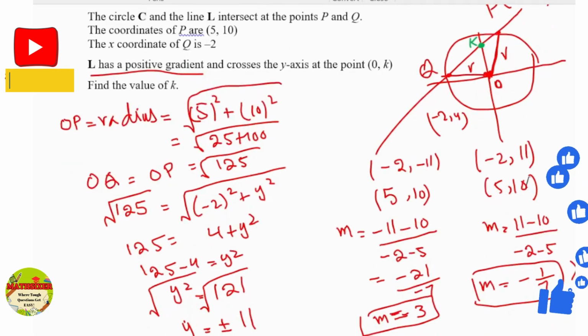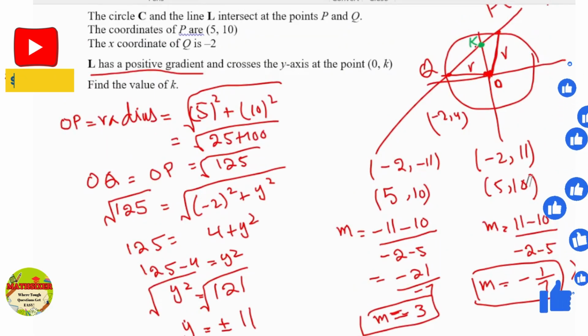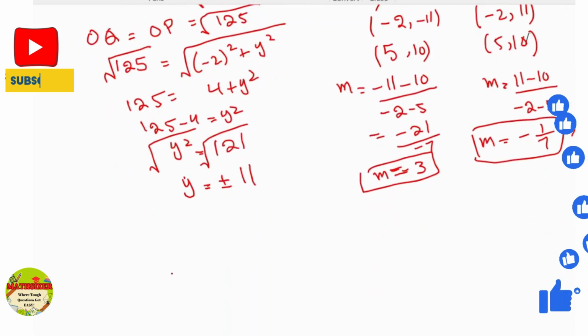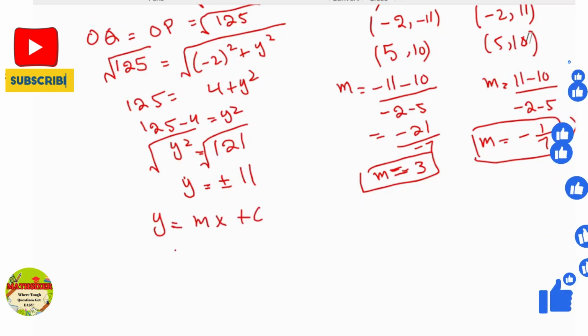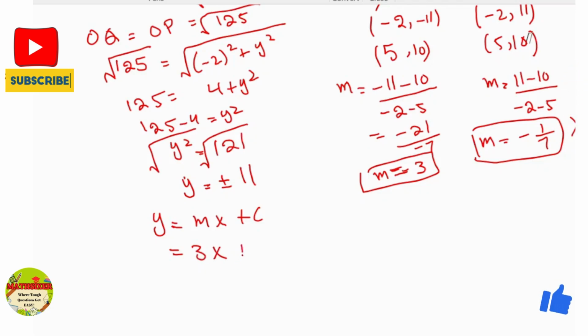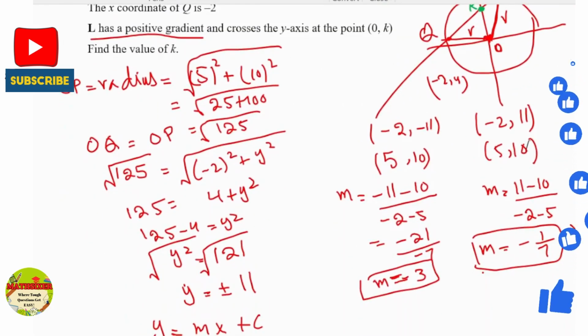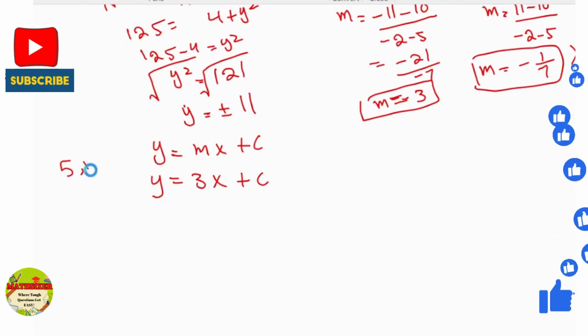So L has a positive gradient and crosses the y-axis at the point (0, k). So this is our point K. Find the value of k. We know the gradient and we know a point, so we can find the equation. y equals mx plus c. The gradient is 3, so y equals 3x plus c. So we can find the value of c. You have both coordinates, so you can use either P or Q. Let's use the point (5, 10).